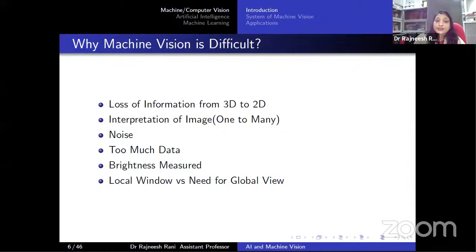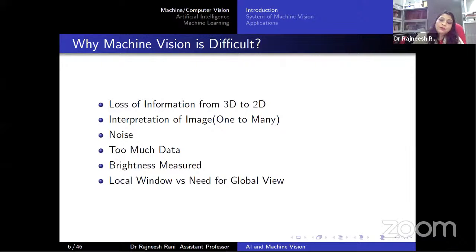Next is noise. What is noise? If a human being sees an image and some type of noise is present in it, for example some extra pixels, some black pixels, or some extra components, the human can simply ignore those components. But a machine cannot recognize whether it is an actual part of the image or noise. So the computer or machine will try to process those pixels also. Again, this is a main reason that makes machine vision difficult.